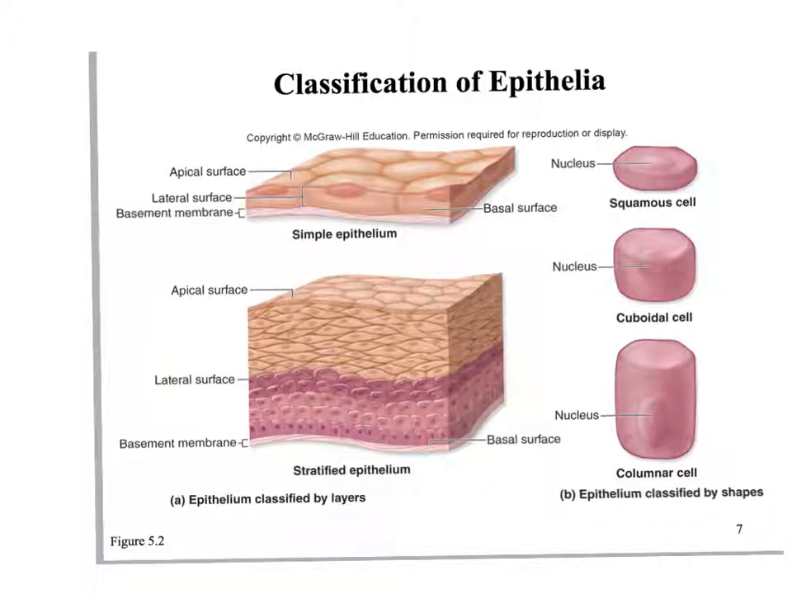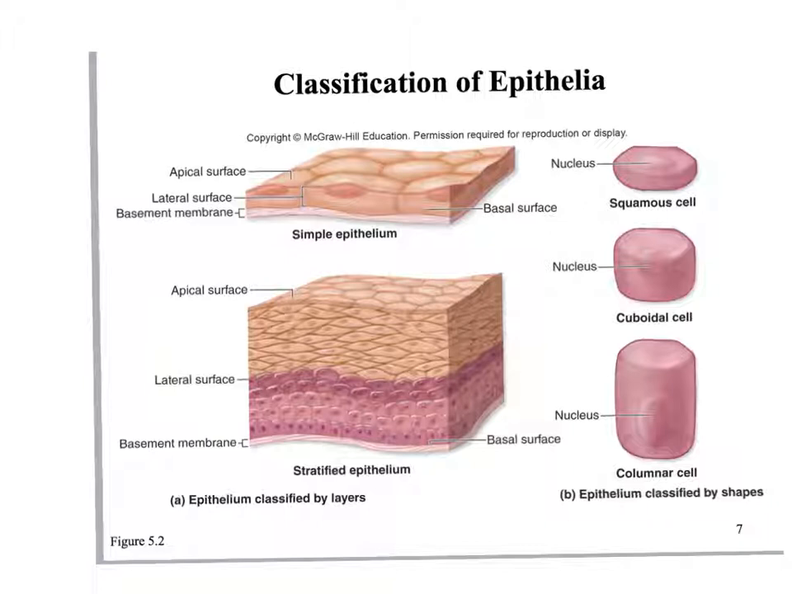Your first classification. Second classification is based upon the shape of the cell, the shape of the cell that is at the apical surface. And we have three basic shapes. We have cells that look like pancakes, cells that look like marshmallows, and other cells that look like peanut butter jars. I'm not hungry or anything, I'm just saying.